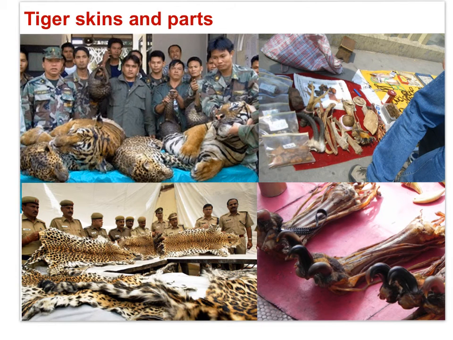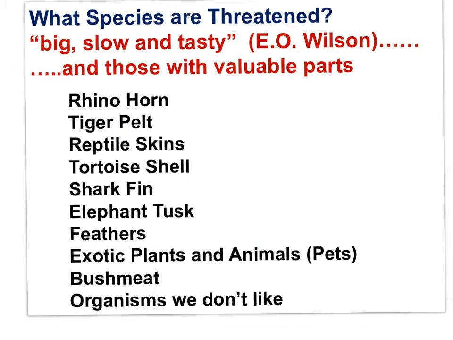Tiger's skin and bones are of cultural interest to people. A cultural interest in these items fuels an economic system of supply and demand. As a result, tigers are highly endangered. E.O. Wilson, one of Harvard's most famous evolutionists, once said in a wry manner that the species most threatened with extinction are big, slow, and tasty.